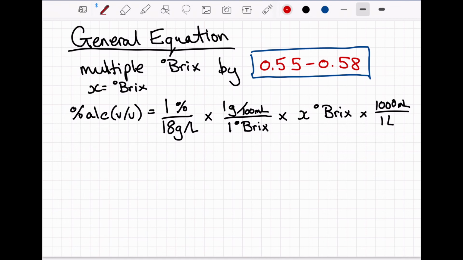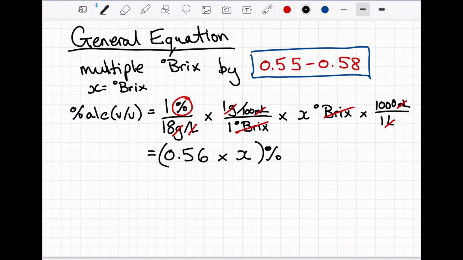So let's clean up our units. We've got grams and grams, milliliters and milliliters, liters and liters, and Brix and Brix. We are going to end up with a percentage. What this ends up being, when you compute it all out, is 0.56 times X, where X is whatever your Brix is, and that is your percentage alcohol. So that's where it came from. It's really about putting those two calculations together.